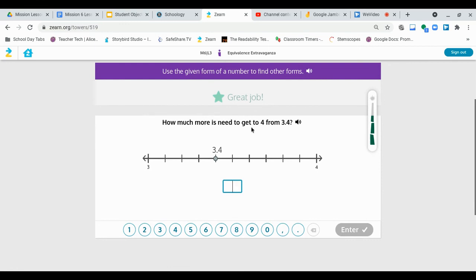How much more is needed to get to 4 from 3? I think that is grammatically incorrect. I think that should say how much more is needed to get to 4 from 3 4/10, but we won't criticize too harshly. So if we want to end up at 4 wholes, how many more tenths do we need to get there? Well, let's just count. I need 1/10, 2/10, 3/10, 4/10, 5/10, 6/10. I need 6 more tenths to get there. So in decimal form, that would be written like that, 6/10.